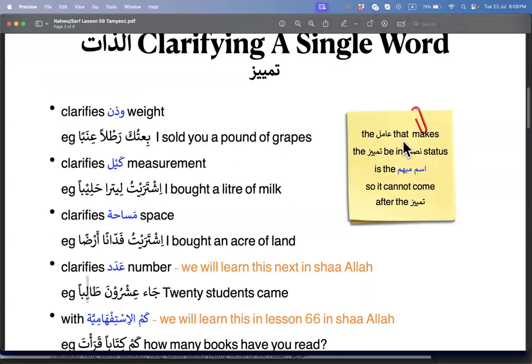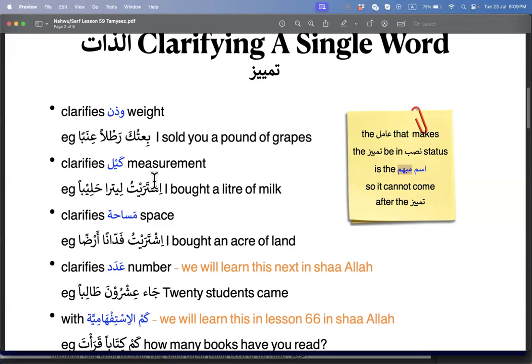So yes, there's a note here. The amil that makes the tamyiz in nasab status is the ism mubaham. All these, the blue ones, all this number, all this weight. What is ism mubaham? Mubaham means ambiguous, not clear. The ism that is not clear. General, or what? Not exactly, more like not clear.